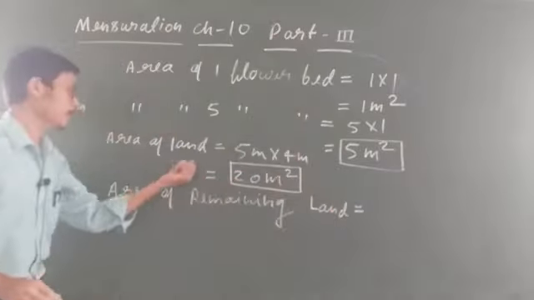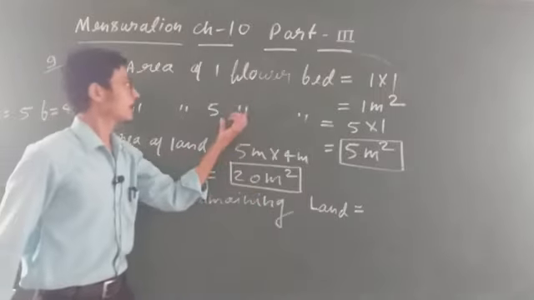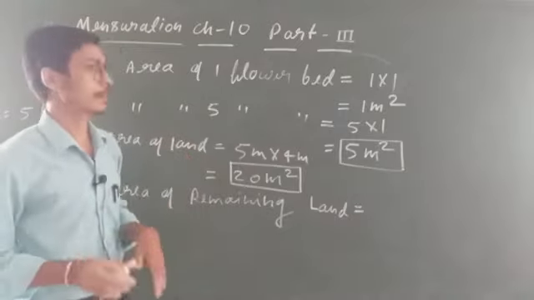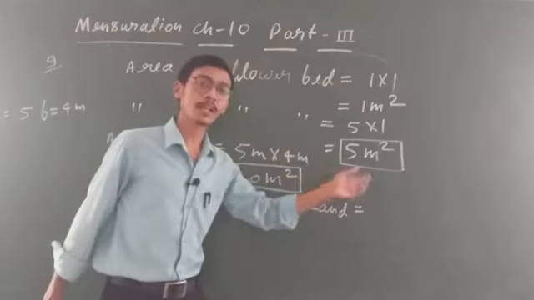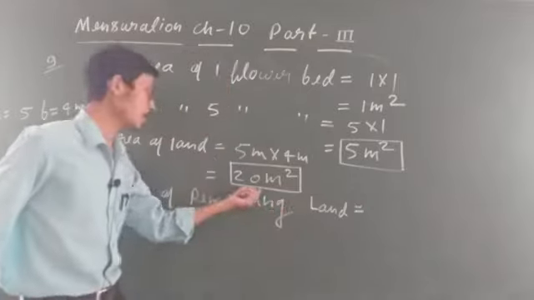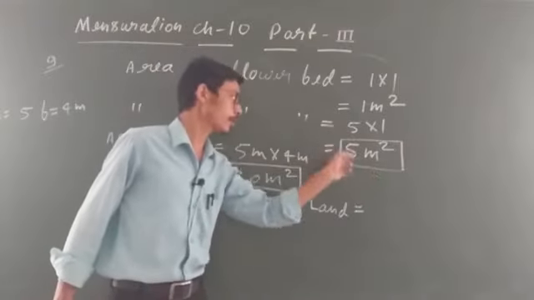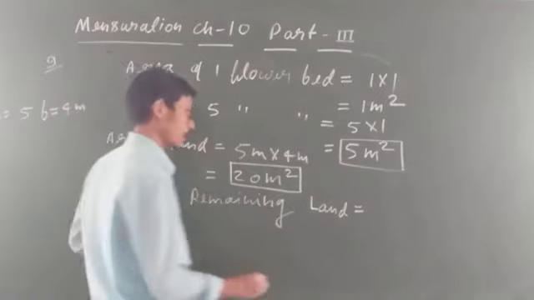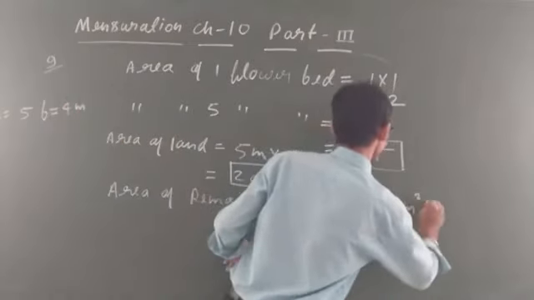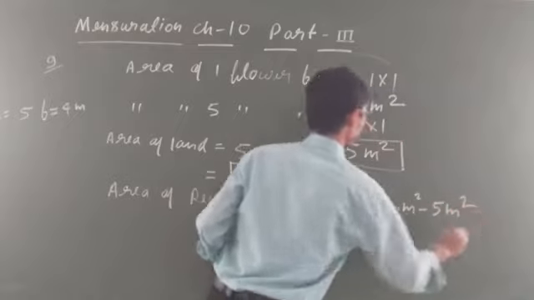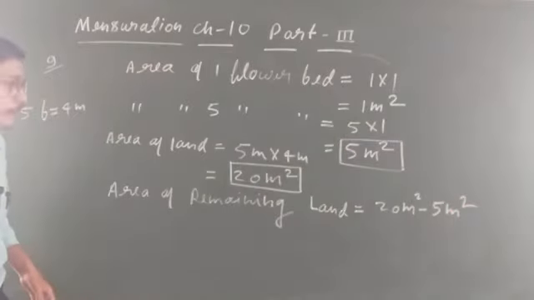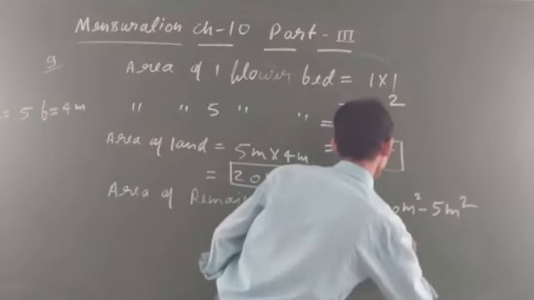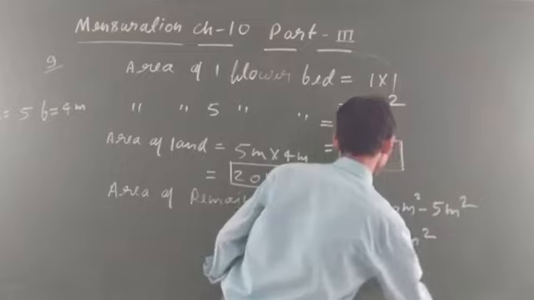Here you can see the area of the land is 20 meter square and the area of 5 flower beds is 5 meter square. The 5 flower beds cover only 5 meter square, because the total area is 20 meter square. What is left, student? Area of remaining land equals 20 meter square minus 5 meter square. Is that clear, student? Area of remaining part equals what? It will become 20 minus 5, 15 meter square.